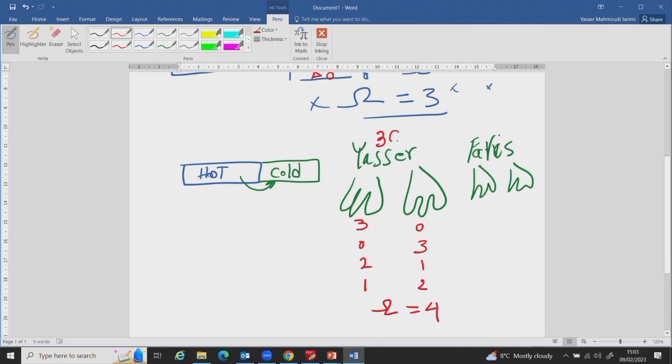Here I had three quanta of energy, or three apples. But you have only one quantum of energy, or one apple, right? What would be the number of ways? You have 1, 0 and 0, 1. Okay, so that's going to be 2, right? You're following me so far?